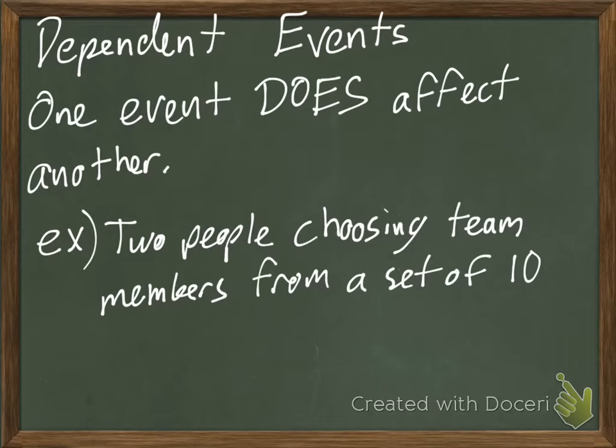Dependent events, though, is when one event does affect another event. So let's say there's two people choosing team members from a set of 10 people. Like you have two team captains picking their teams. If the first person picks Johnny, that means that the second person can't pick Johnny because he's already on the other team. They have to choose from the 9 remaining. So dependent events are kind of seen as, okay, is something taken away the second time we do something? With independent events, we're not taking anything away. With dependent events, we're taking something away and we can't use it for that next thing.